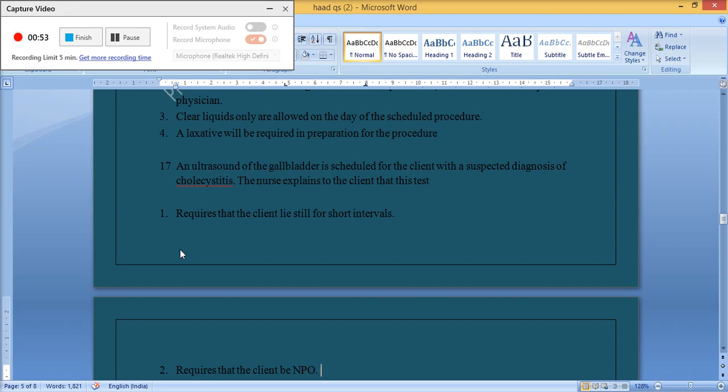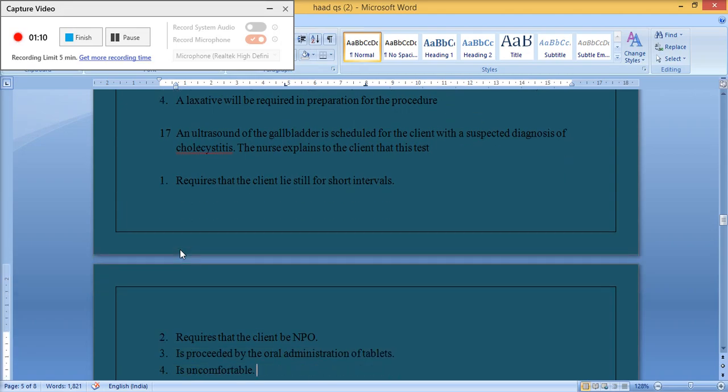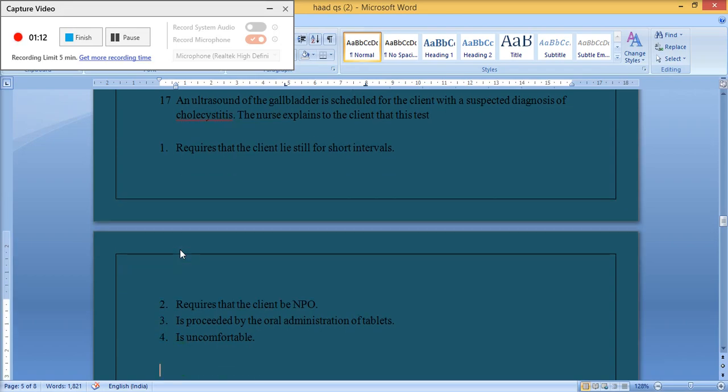An ultrasound of the gallbladder is scheduled for the client with a suspected diagnosis of cholecystitis. The nurse explains to the client that this test: 1. Requires that the client lie still for short intervals. 2. Requires that the client be NPO. 3. Is preceded by the oral administration of a tablet.